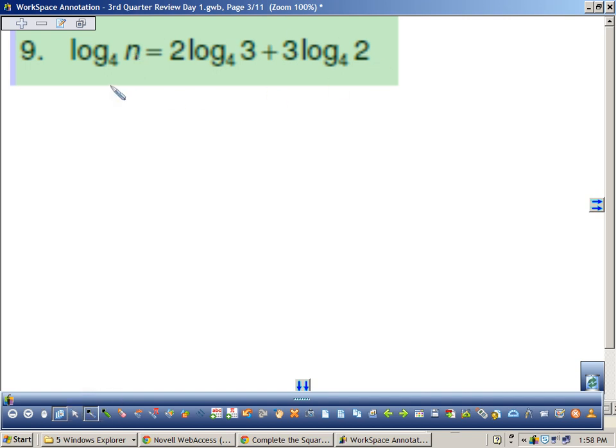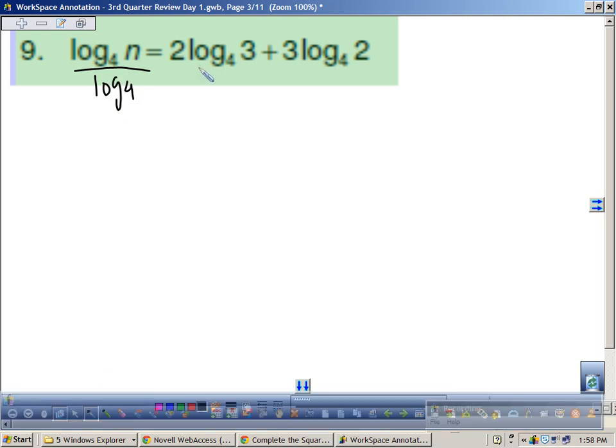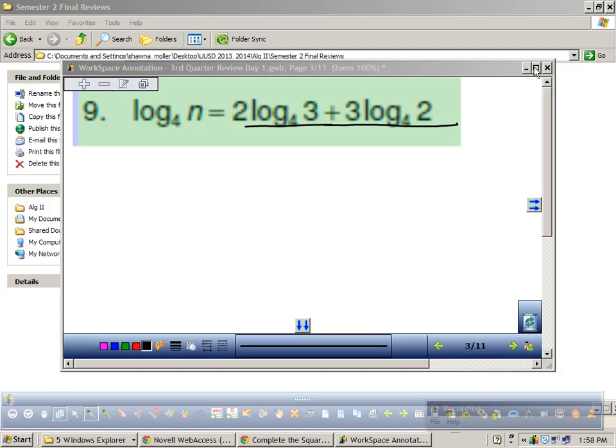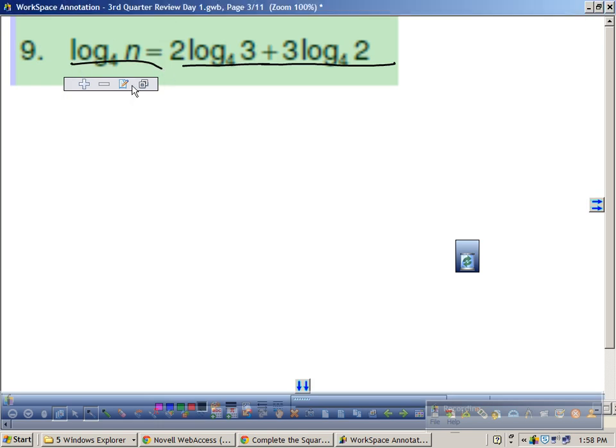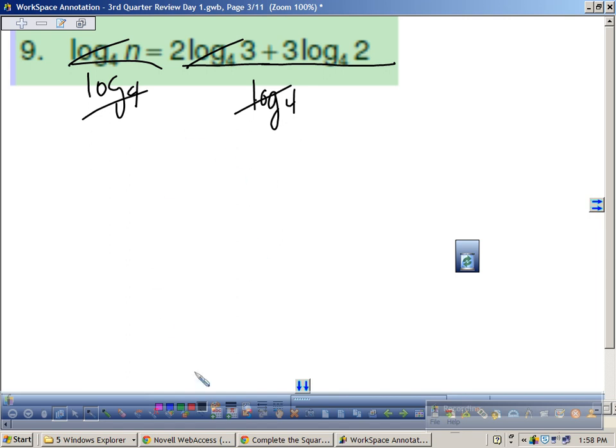So, all right. I've got log 4, log 4, log 4, right? Some of you, I think, just divided by log 4. Everybody? Can you do that? No. Let me show you. If I were to divide everybody by log 4, like this, you can't do that, right? Okay.